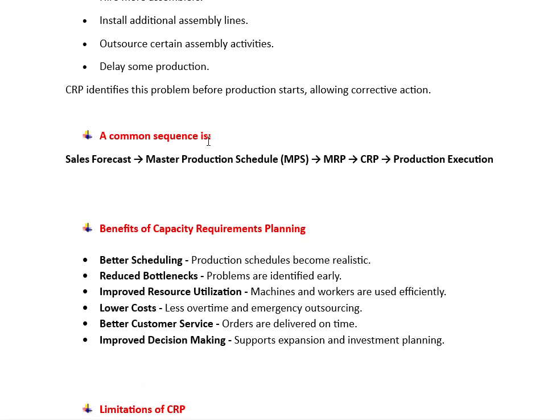Common sequence: first sales forecast is done, then master production schedule, then material requirements planning, then it moves to capacity requirements planning, then production execution.